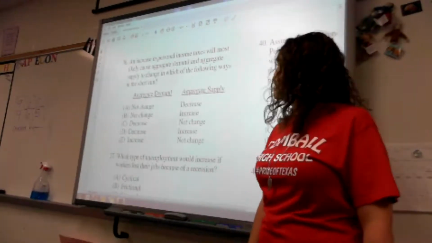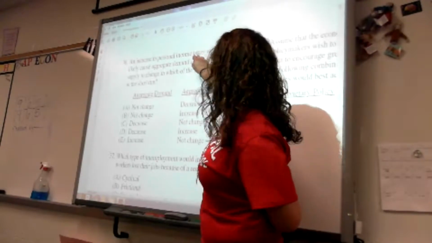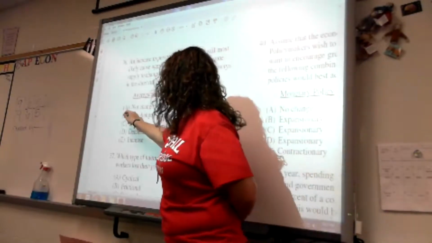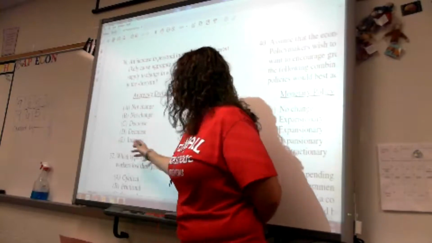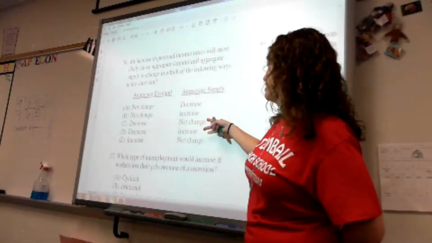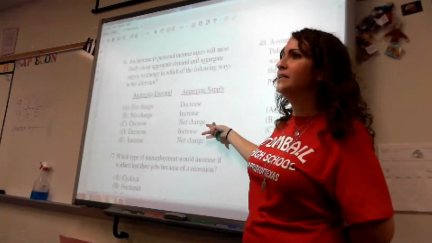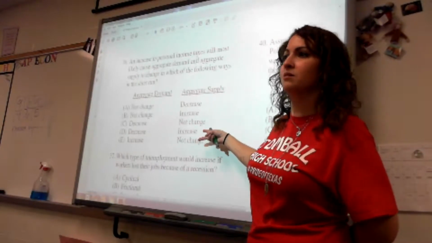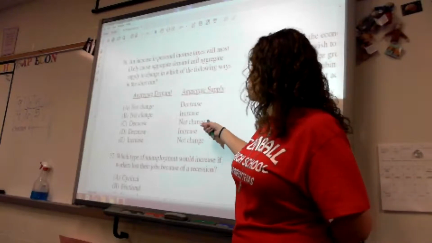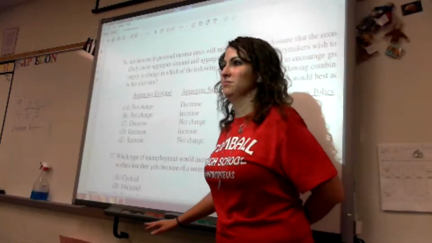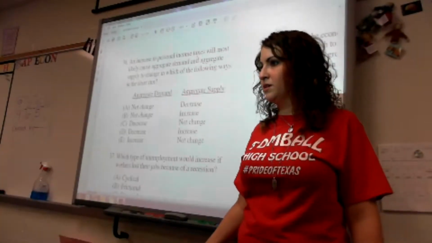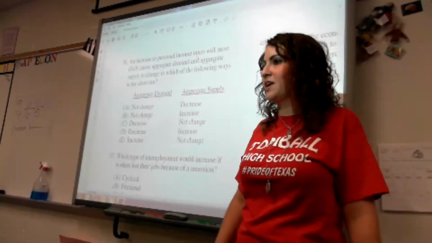Does not exist. No. If they increase taxes, what's going to happen to aggregate demand? It's going to decrease. So get rid of A, get rid of B. Is increasing income taxes going to affect how much businesses can make? No. And so no change at C. It doesn't affect aggregate supply.